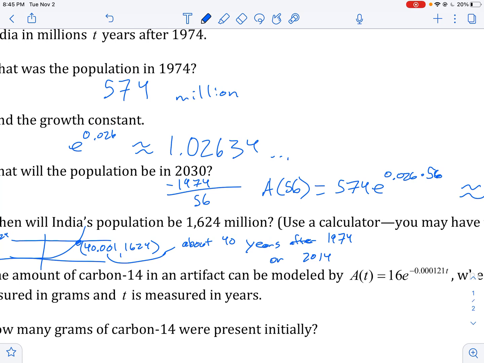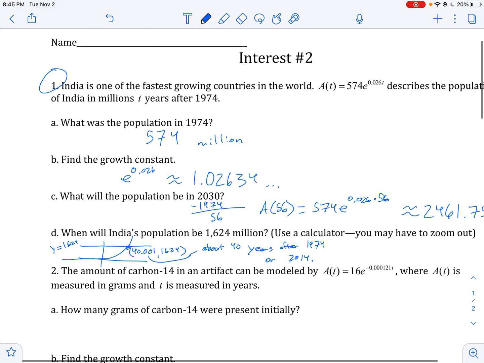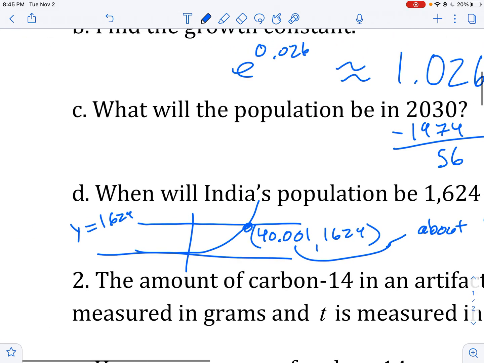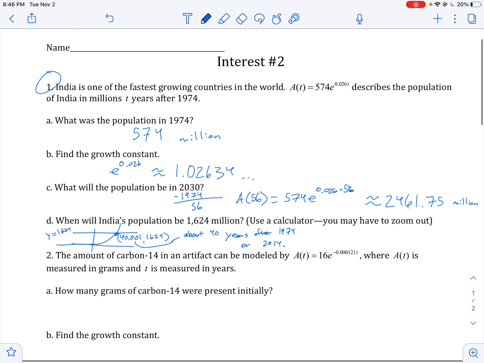All right. So there you go, and that's how you can use a graph. It's really handy. If you want to find out when the graph is going to be a certain height, just make another line that's the height, and then you find the intersection. It's great. And there you go. Video 2 done for interest 2.